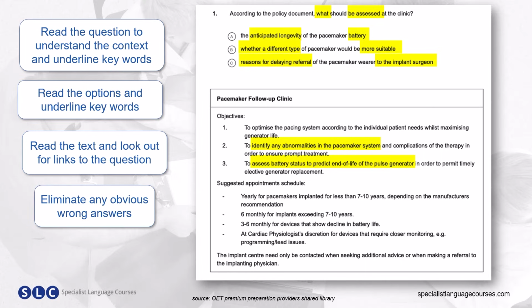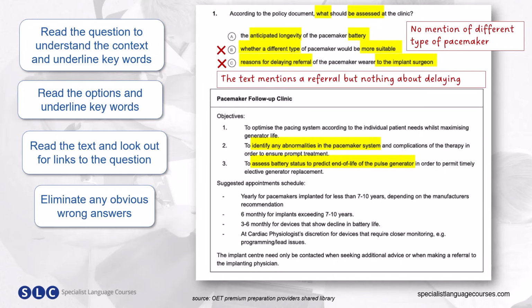So let's eliminate any obvious wrong answers now. If you look at option B, this is not the correct answer. There is no mention of a different type of pacemaker. Similarly, option C is not correct. The text mentions a referral, but nothing about delaying. And so we can choose the correct option, A. Anticipated longevity. So that links to predict end of life of the pacemaker battery. This links to assess battery status in the text.